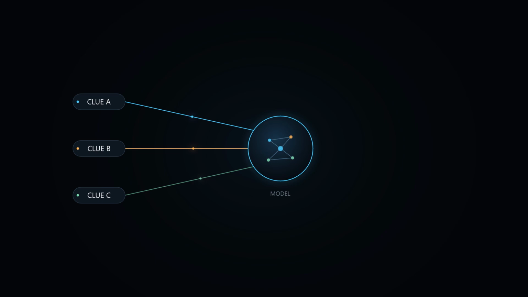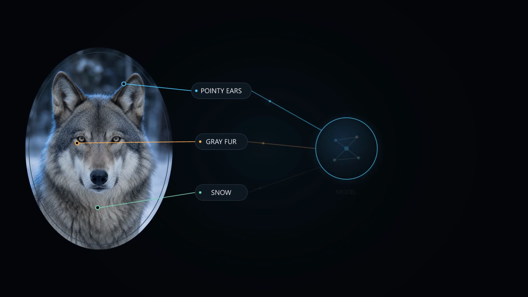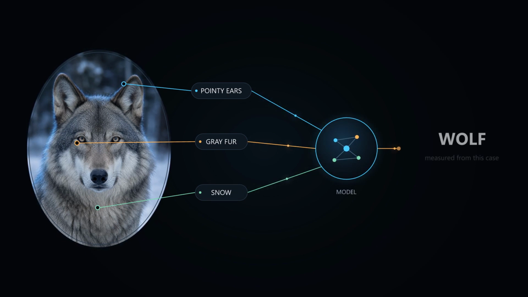Picture a little machine. You give it clues on the left, it makes a decision in the middle, and an answer rolls out on the right. The machine can be very clever, but from the outside, all we see is clues in, answer out. Let us give it 3 clues: pointy ears, gray fur, and snow in the background. The machine says, wolf. Maybe that answer is correct, but correct is not the same as explained. We still do not know which clue truly pulled the decision.